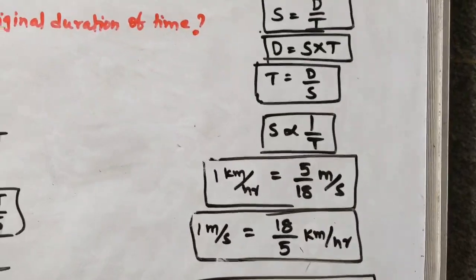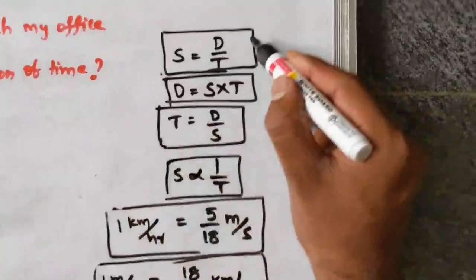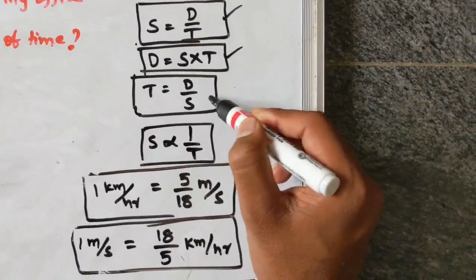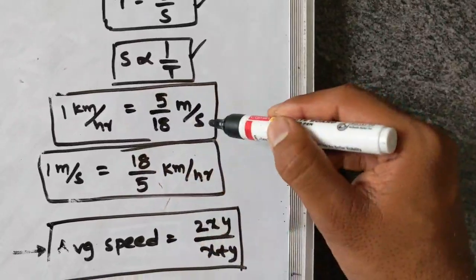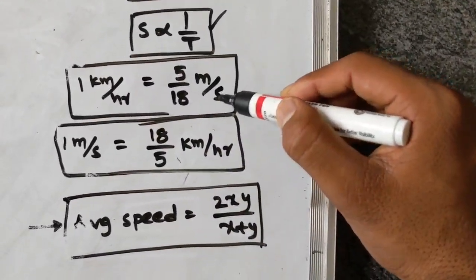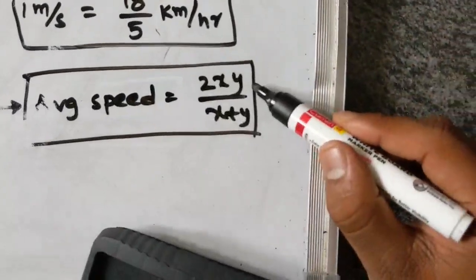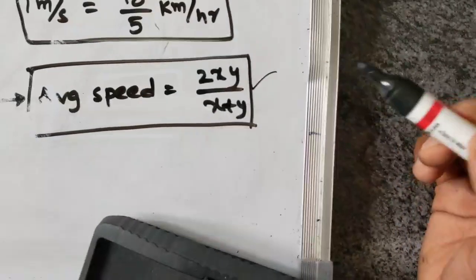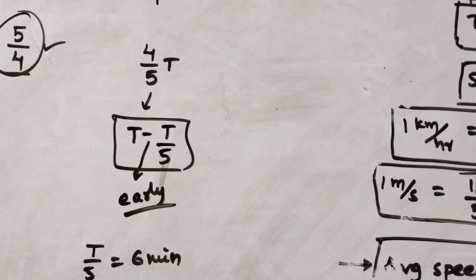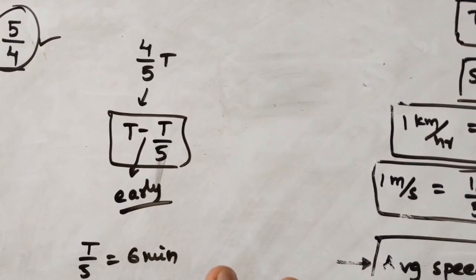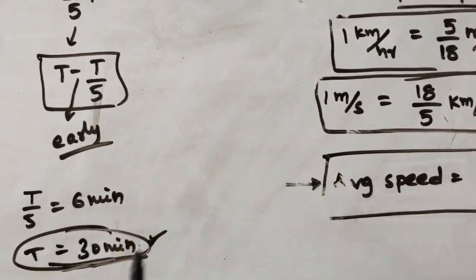Today we discussed time, speed, distance basics, and some basic formulas. Speed is equal to distance by time. Distance is equal to speed into time. Time is equal to distance by speed. Speed is inversely proportional to time. 1 kilometer per hour is equal to 5 by 18 meters per second. 1 meter per second is equal to 18 by 5 kilometers per hour. Average speed is equal to 2xy by x plus y. This formula also we derived. And if two speeds are in ratio A is to B. In part 1 I discussed concepts. In part 2 I am going to discuss shortcuts and important problems.